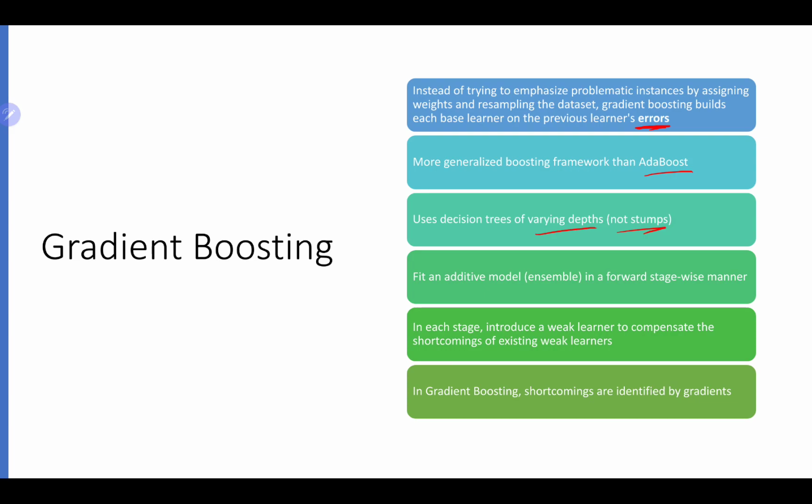It fits an additive model, an ensemble model, in a forward stage-wise manner. In each stage, it introduces a weak learner to compensate for the shortcomings of existing weak learners. So the idea is, we made errors in the previous tree, let's decrease that error in the next tree. That's how it goes.